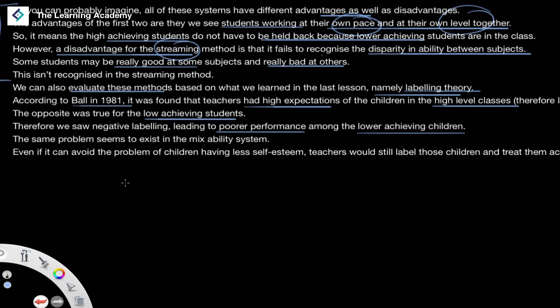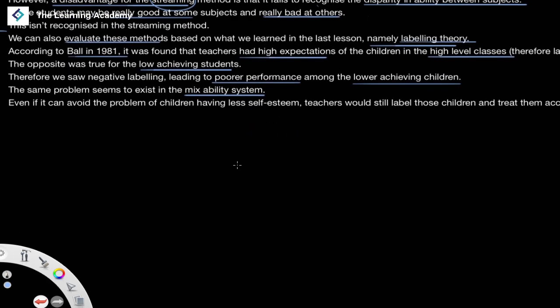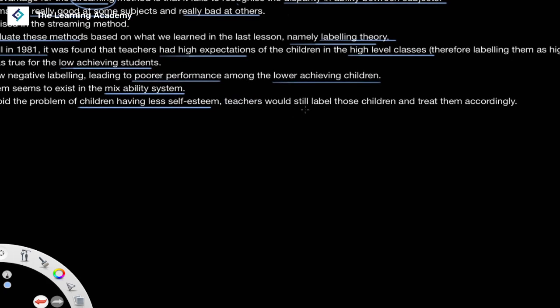But the concept of labeling theory is also a problem that exists within the mixed ability system, because rather than a teacher going into a classroom that's of the lowest set and having that expectation across the whole classroom, they might just have that expectation among particular students within their mixed ability class. So we can avoid the children having less self-esteem, because if a child who is naturally not particularly high achieving in a particular subject is sat next to somebody who is, that might give them better self-esteem, and that other person might be able to help this lower achieving student. But the teachers would still label those lower achieving students in that classroom and treat them accordingly.